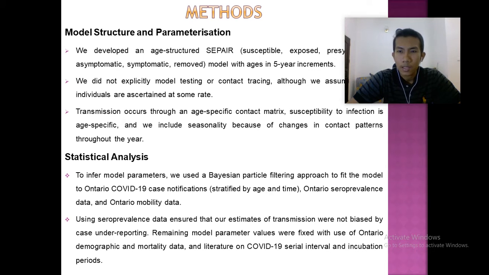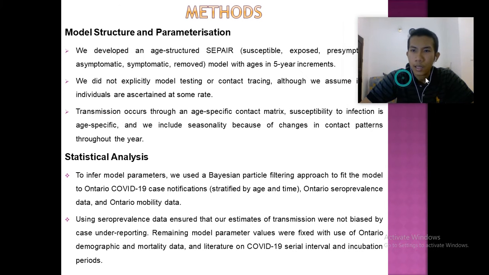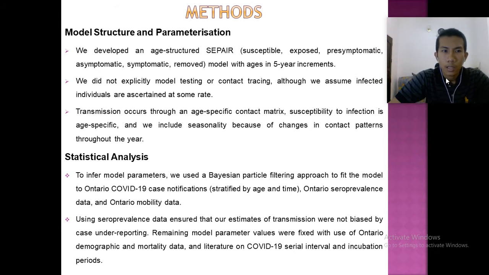So we go to methods. There are 4 methods that I can explain to you. The first method is the model structure and parameterizations. We develop an age-structured SPARE model, which stands for susceptible, exposed, pre-symptomatic, asymptomatic, symptomatic, and removed, with age in 5-year increments.